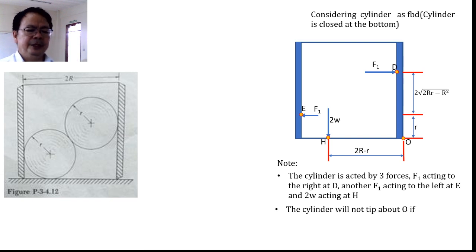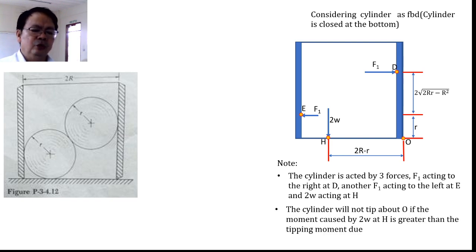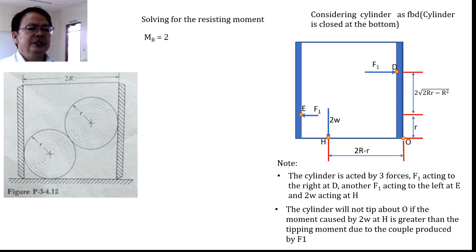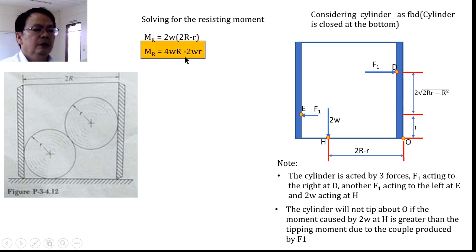Kaya nga sabi dyan, the cylinder will not tip if the moment caused by 2W at H is greater than the tipping moment due to the couple produced by F sub 1. Diba? Kaya kung kukumpitin natin, yung resisting moment, ano yun? It is 2W representing the magnitude of this one. And this 2R minus r is the moment arm of 2W from O. So that when we simplify, that becomes 4WR minus 2Wr, diba? Okay, yun yung kanyang resisting moment.